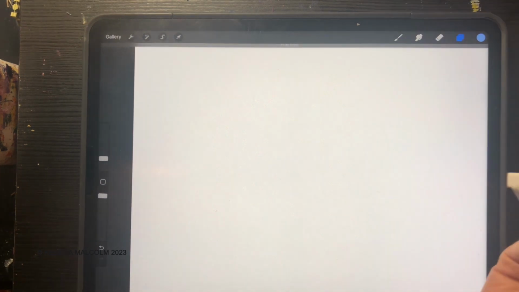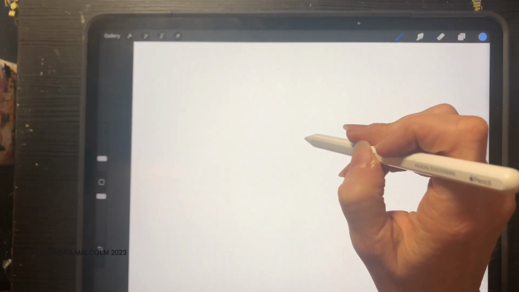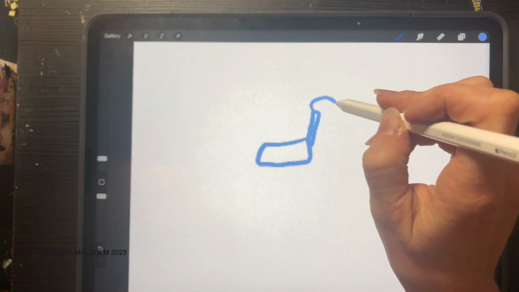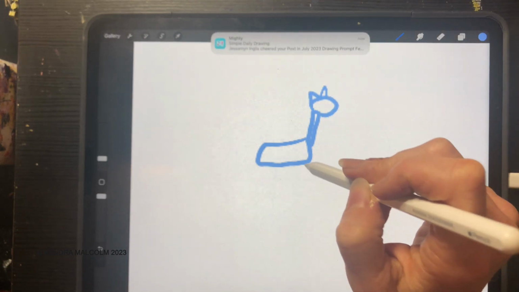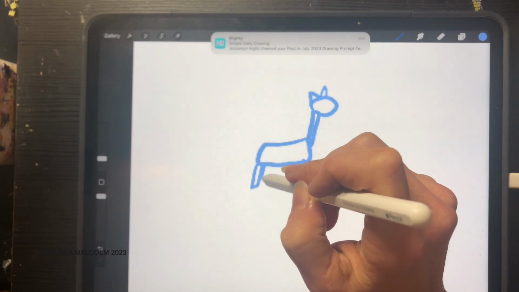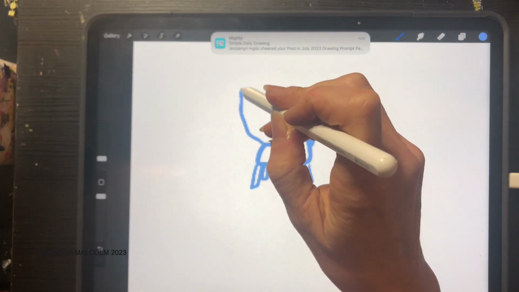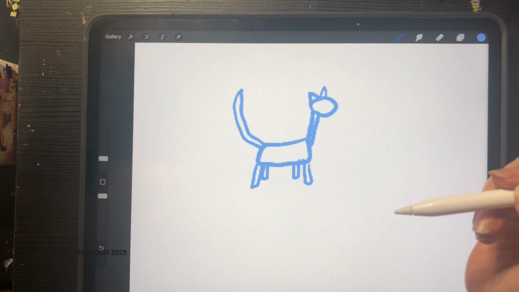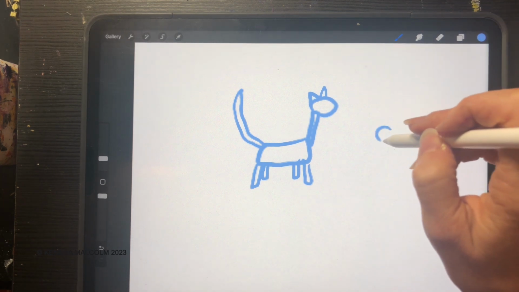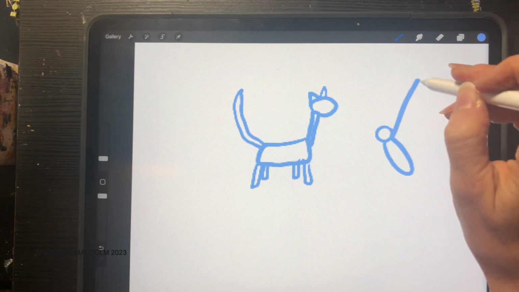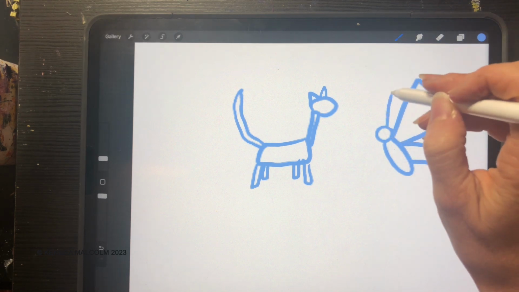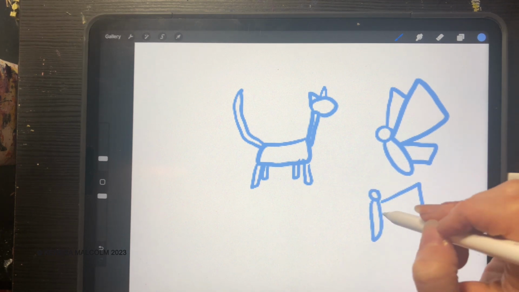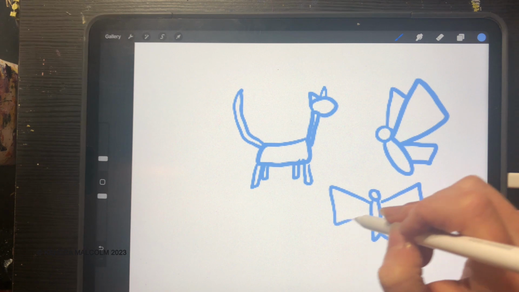If I wanted to draw a cat, I might do this boxy body. Maybe my cat would have a long neck and a couple of ears and the 4 legs and a tail. Like that could be a cat. If I wanted to draw a butterfly, butterflies are, I guess, a little bit more simple, but something like that. But we're talking about really basic drawings today. We don't need to be doing anything too complicated.